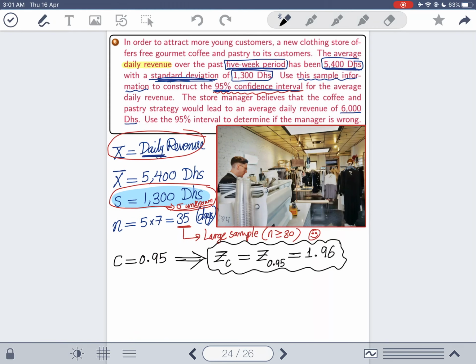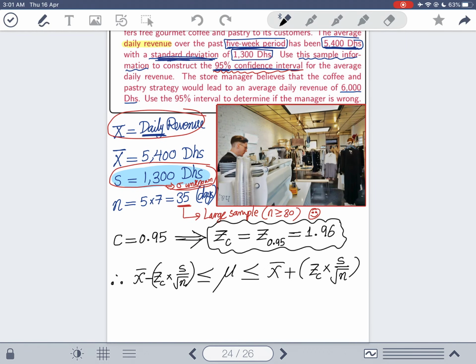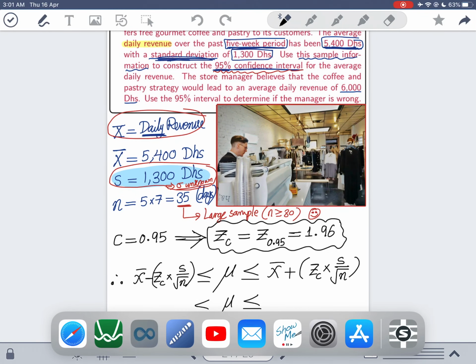So let's see. So this means therefore our population mean is going to be between x bar minus z sub c times s over radical n and x bar, so we put this in parentheses, plus the margin of error z sub c times s over radical n. And of course you can write, instead of z sub c, you can write it z sub 0.95. Okay, so this means that mu is between, and now the calculator. Nice, we're almost done.